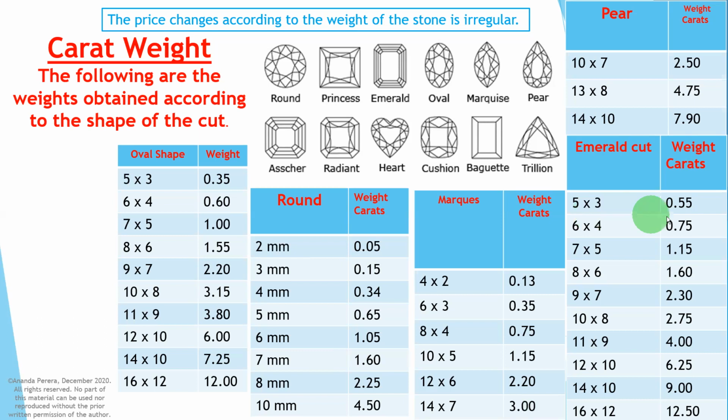Emerald cut is this. Octagon shape. 5 by 3, 0.55 points. 6 by 4 stone gives 75 points. 7 by 5, 1.50. Look at the oval shape here. 7 by 5 is 1 carat.